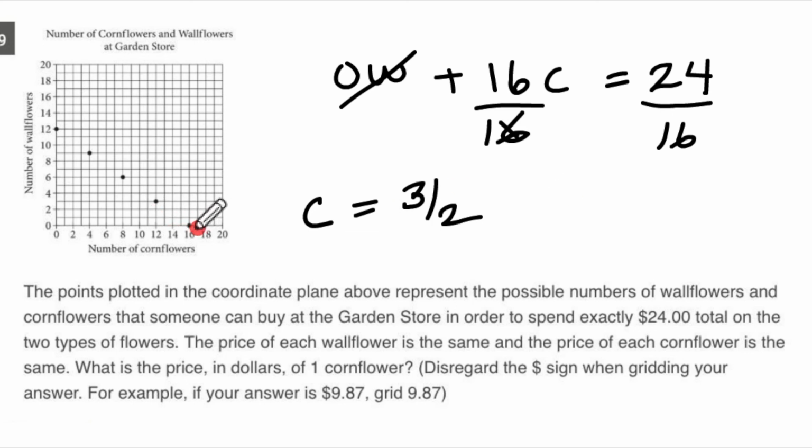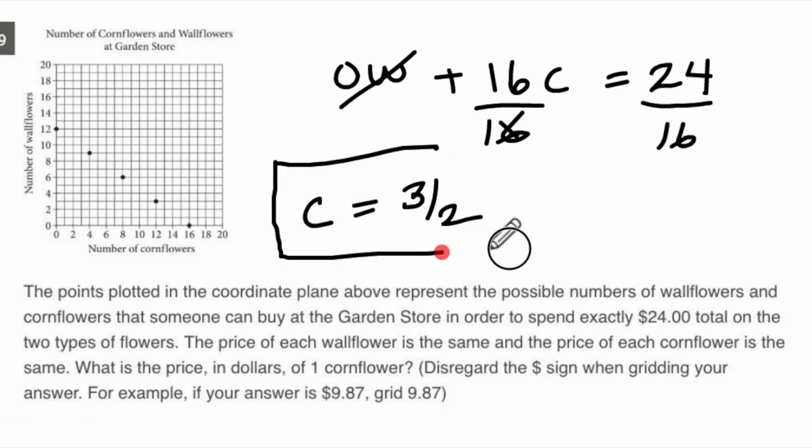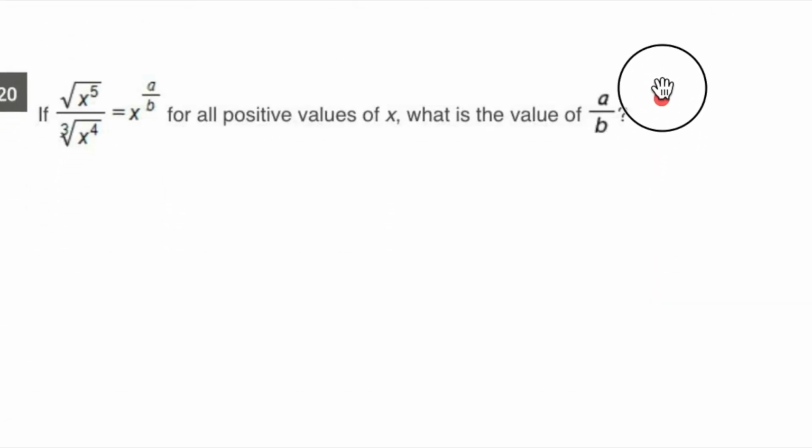They made it really easy here with having it come out at 0. If it didn't come out at 0, you would have to make 2 equations. You would have to say something like 4 times cornflowers plus 9 wallflowers equals 24, and then 12 cornflowers plus 3 wallflowers equals 24 and solve them simultaneously. But they didn't even make it that hard. Okay, the last one, which I super enjoy.